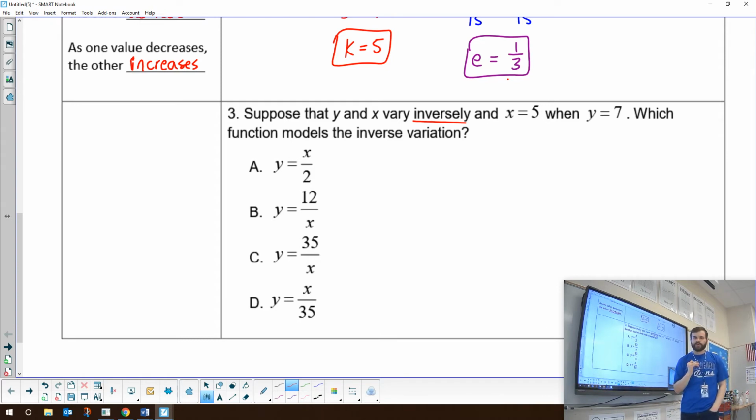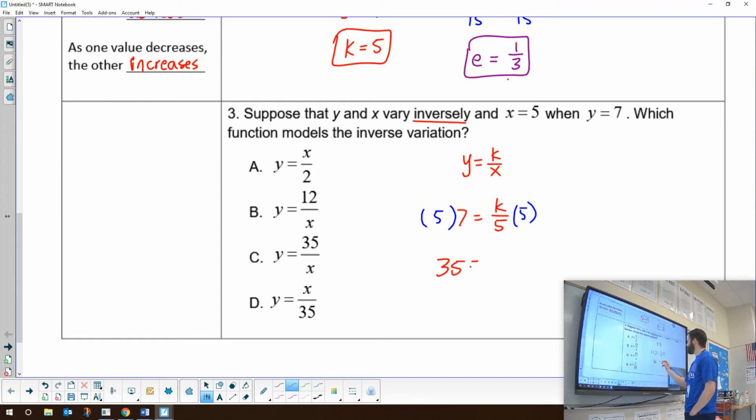So remember, the formula for inverse variation is y equals k over x. So then we're going to say, okay, that means x is 5, y is 7, so we can plug those in. We can make y 7 and x 5. We're solving for my constant of variation, so all I need to do here is multiply both sides by the bottom, and 7 times 5 is 35. So we're going to have 35 equals k. All right, so that's my constant of variation.